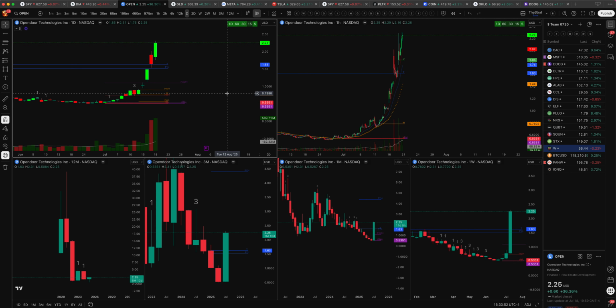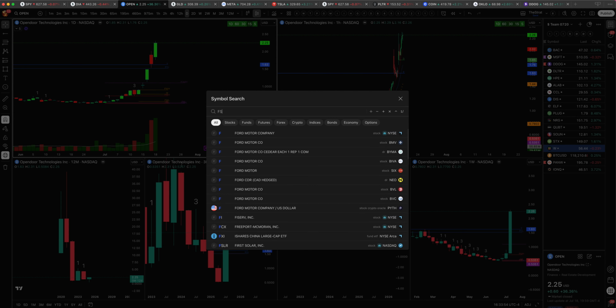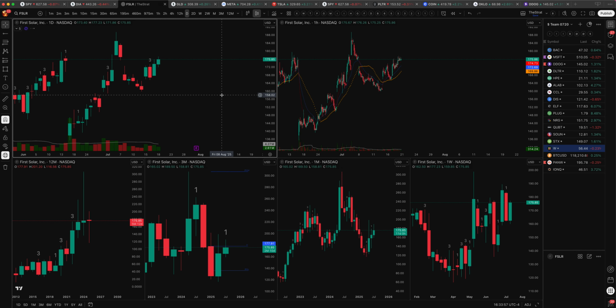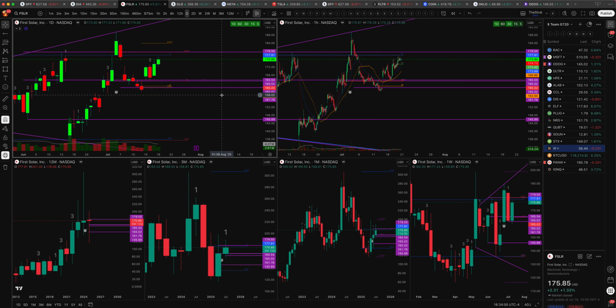FSLR. I'm debating whether this is a mother bar problem or not. Oh yeah, and then we've got to do Tesla. Don't let me forget. Mother bar in what time frame?